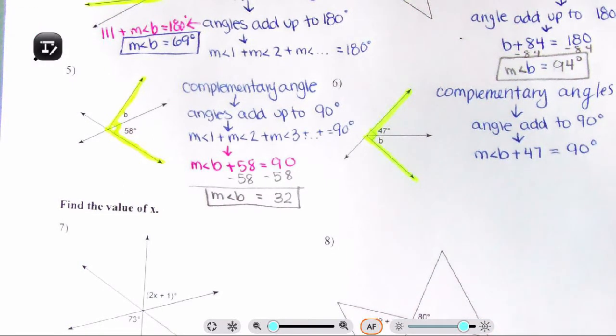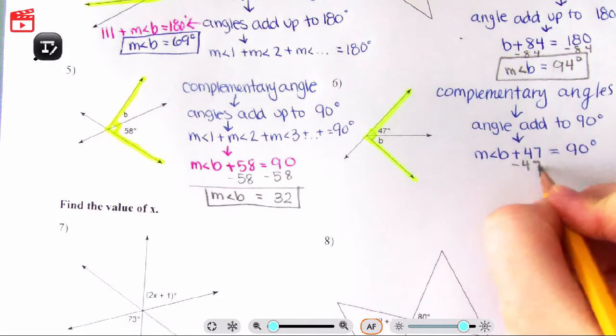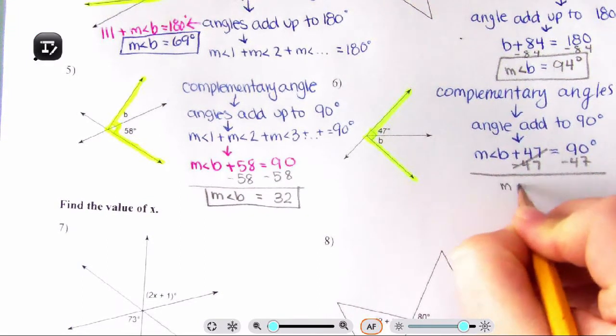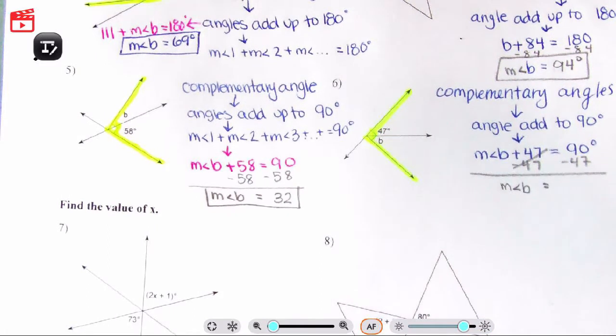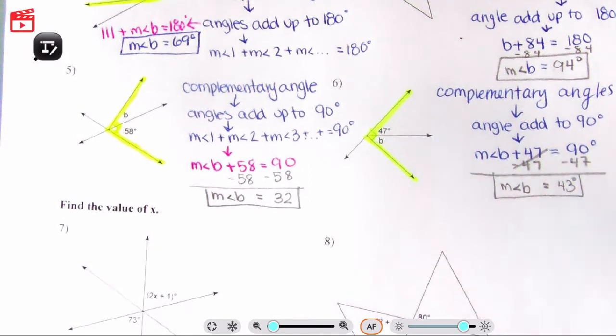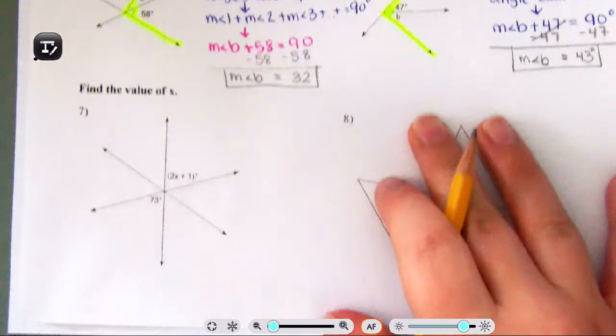So again, how do we deal with that? We're going to subtract 47 from both sides. So the measurement of angle B is equal to 90 minus 47, and that is 43 degrees. Don't forget your degrees. Just a few more here, and then we're going to be all set.